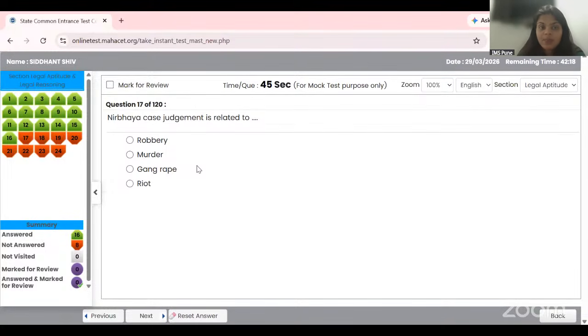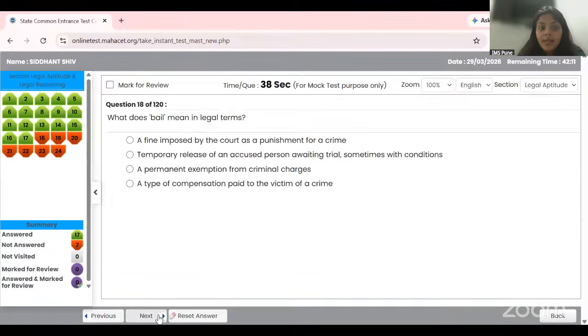So in this case, when we talk about Nirbhaya case, it was a case related to gang rape. So our correct answer is gang rape in this case. Next question is talking about the meaning of the term bail. What does bail mean? Temporary release of person who is waiting trial. So bail happens for somebody who is accused of an offense and the guilt is not yet proven. So the trial is going on against the person, or you are still waiting for the trial to happen, right?